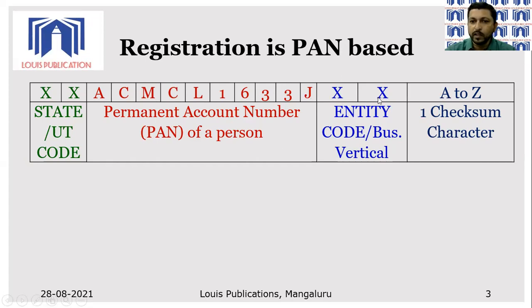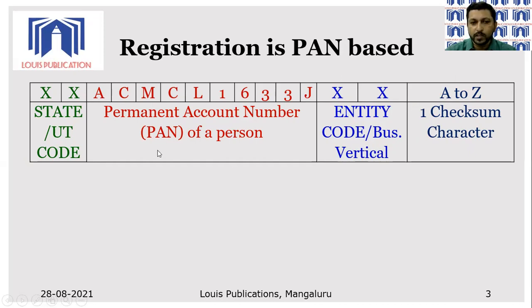The 13th and the 14th digit are the entity code or the business verticals. You know how many kinds of business a person holding this PAN has. He may have from 1 to probably 99 businesses. So 01, 02, 10, 11, 99 businesses that will be allotted. Then the last letter, the 15th digit, is any letter from A to Z. It's a one checksum character. So randomly allocated, any one letter from A to Z will comprise the 15-digit alphanumeric number.